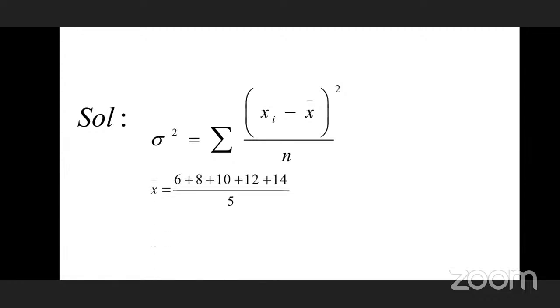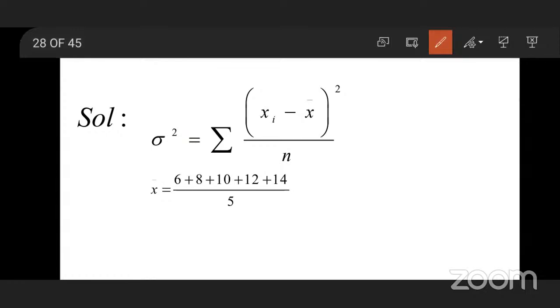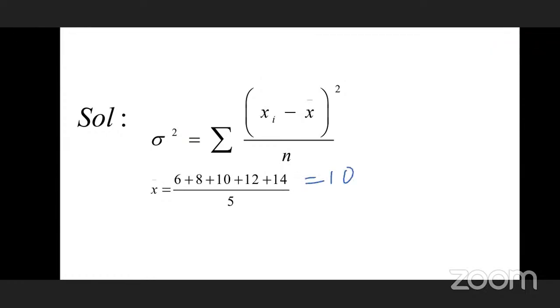The procedure is sigma square is equal to sigma xi minus x bar whole square by n only. So first find individually the x bar value. The x bar value is equal to 10. Therefore, 10 minus 6, 4 square, we get 40 by 5. 40 by 5 is equal to 8, the variance is 8. Suppose you're asked for the standard deviation, then we take root of 8.